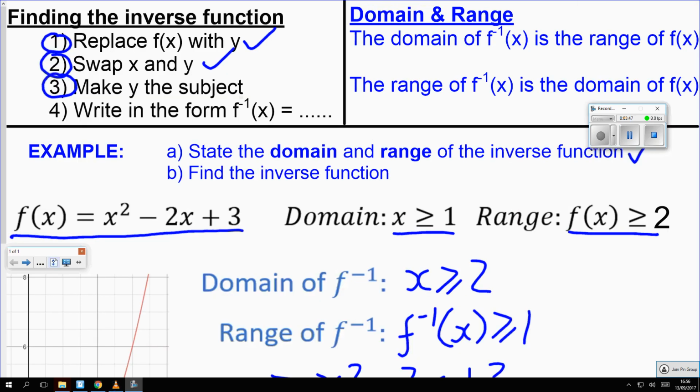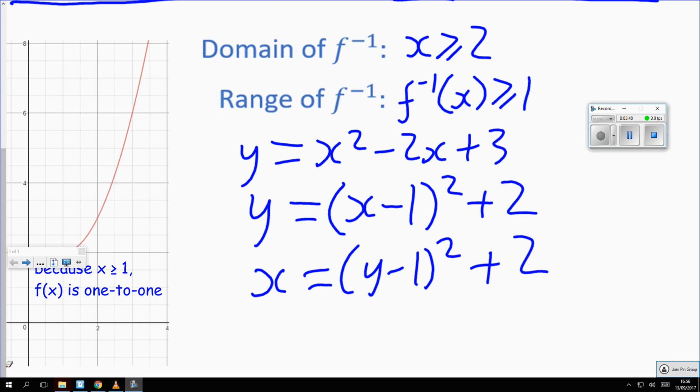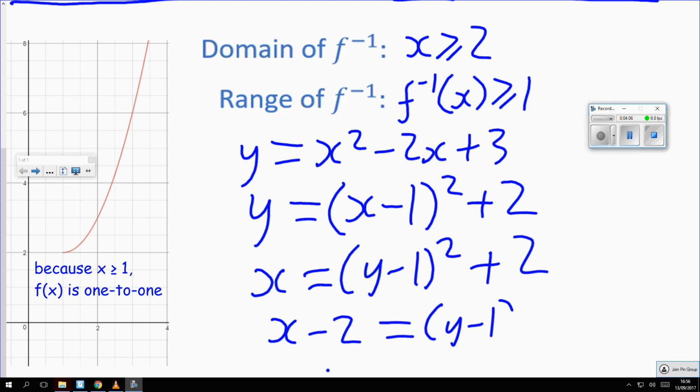So just zooming in so I can get a bit of extra space on this. So we have currently got x is y take 1 all squared add 2. We want to try and make y the subject of that equation. So I've moved the 2 over to the other side. So x take 2 is y minus 1 squared.